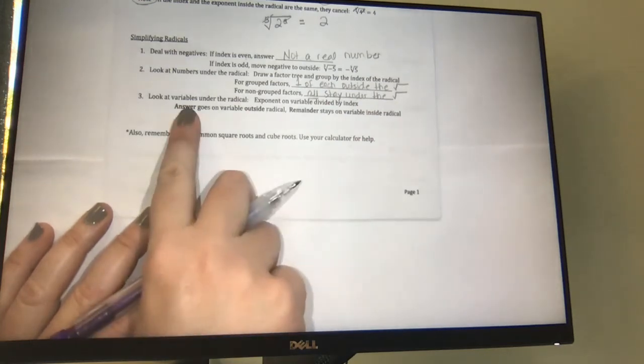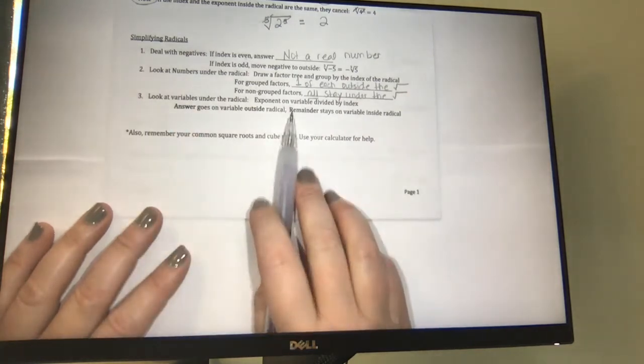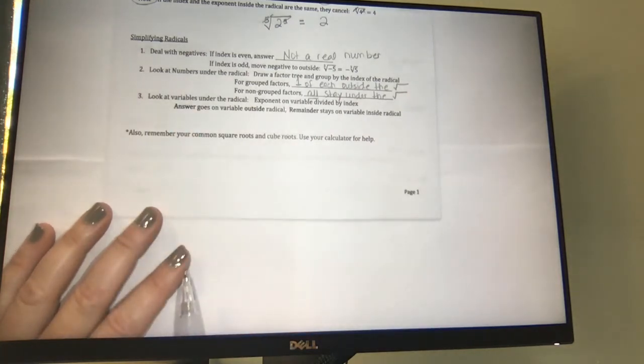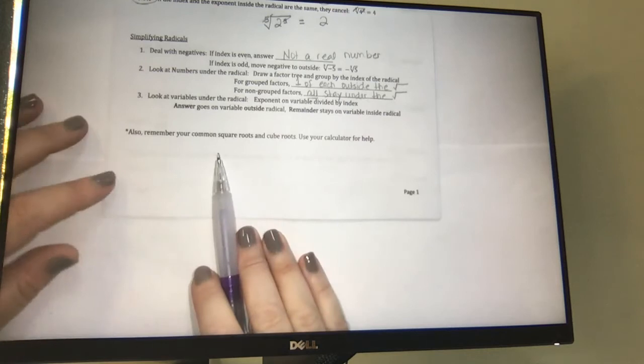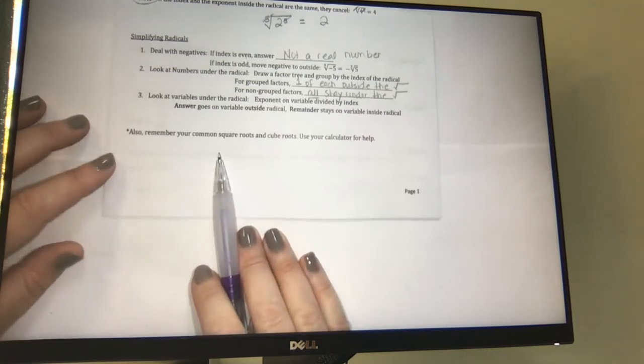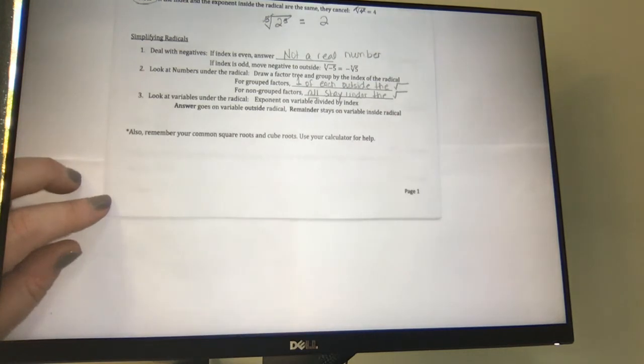Okay, now we're also going to have variables or letters involved. We'll come back and go over that little rule once we actually see some letters, because it's going to be another page from now. All right, before we flip over, let's talk about a few square roots and cubed roots that really would help you if you remember these, because it'll make your life so much easier.